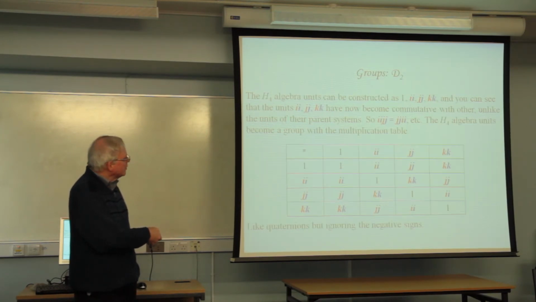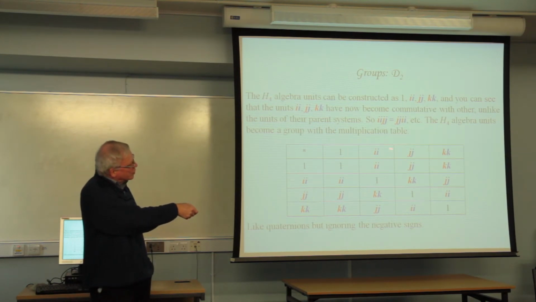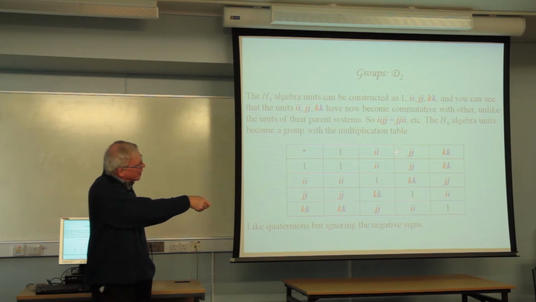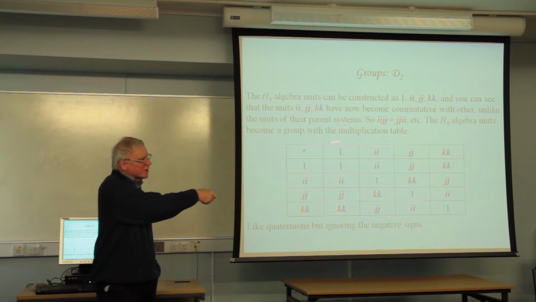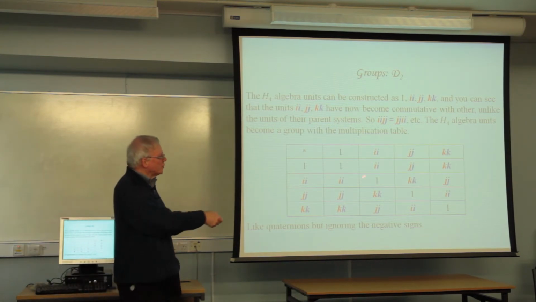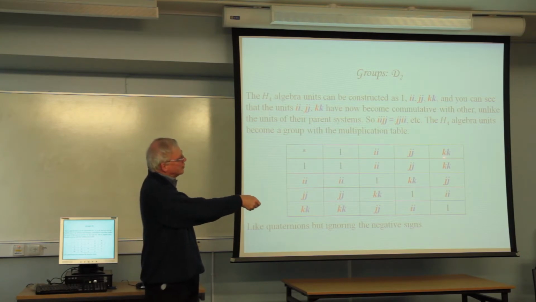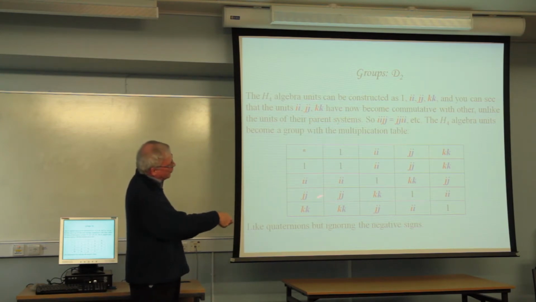If I write down the table for this group, then if I combine 2 quaternions, II, JJ and KK, this combination is now commutative. There's no minus. If I multiply II by JJ in either order, I'll get KK. And this is the group table for the D2 group, the H4 algebra.